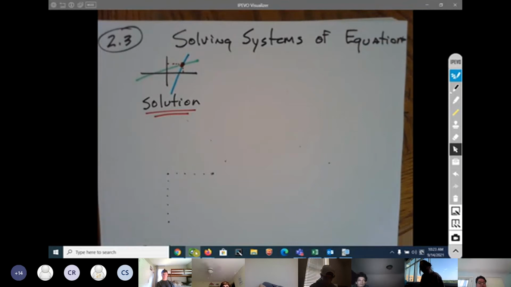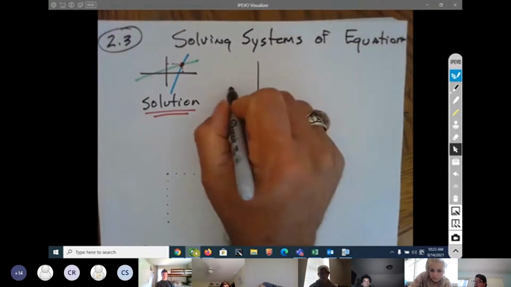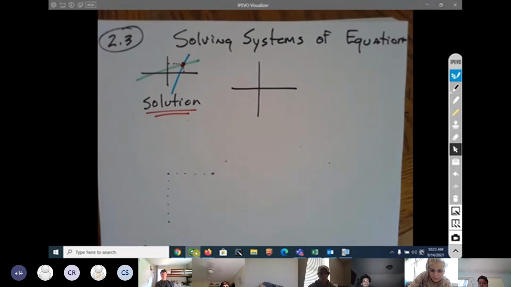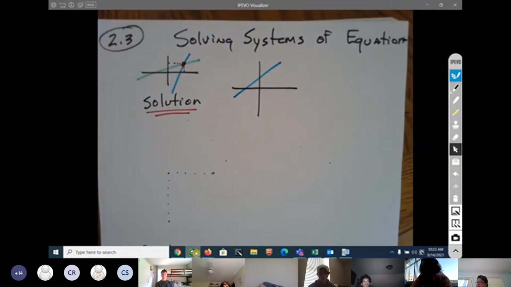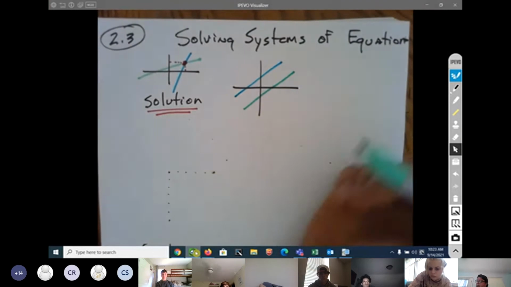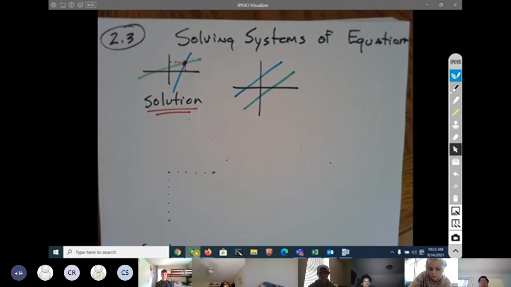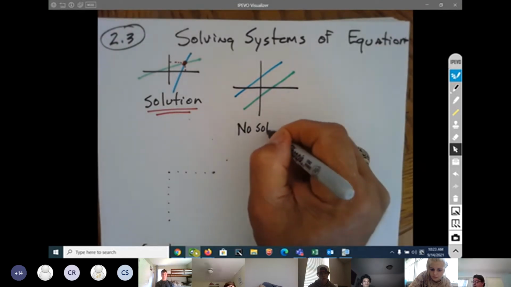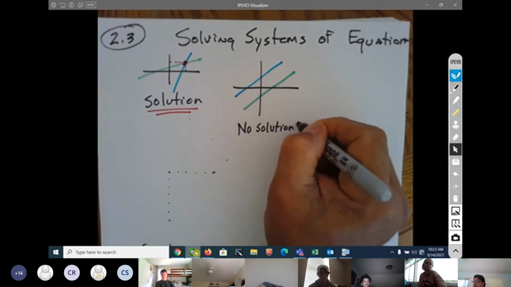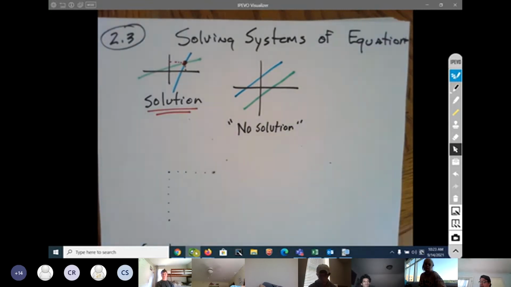The other 20% of the time, you're going to have the other 2. What happens when you have 2 lines that are parallel? Do they intersect? They never intersect, so therefore the answer is no solution.